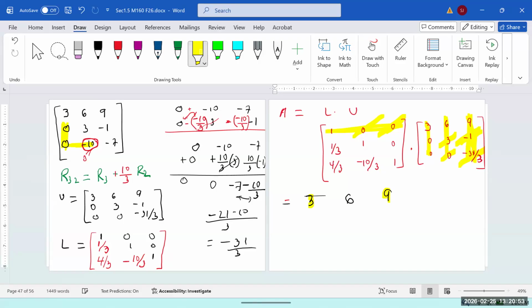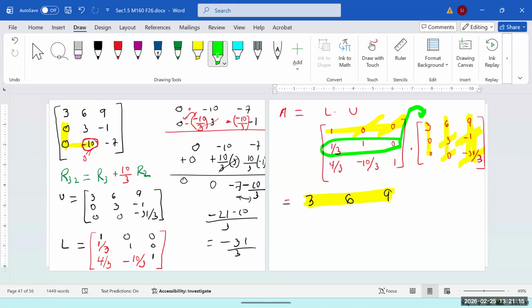So this is our first row for the A matrix. We are going to compare that with the real A matrix later. Now, second, we take the second row and multiply by the first column.